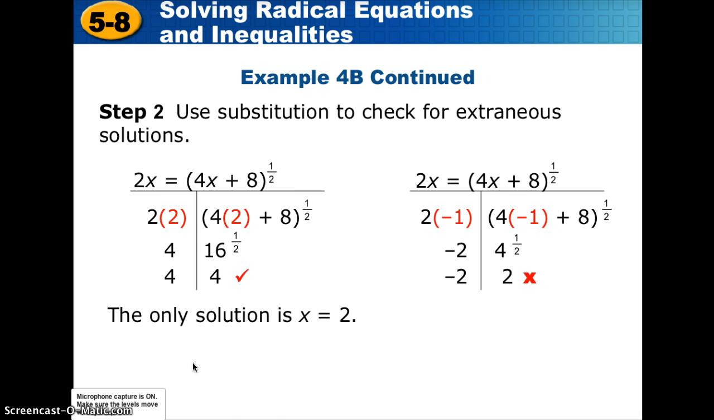So if you plugged them in correctly, you ended up with the solution x is equal to 2 working, and it came up with a true equation, but x is equal to -1 did not. So we need to reject that as an extraneous solution.